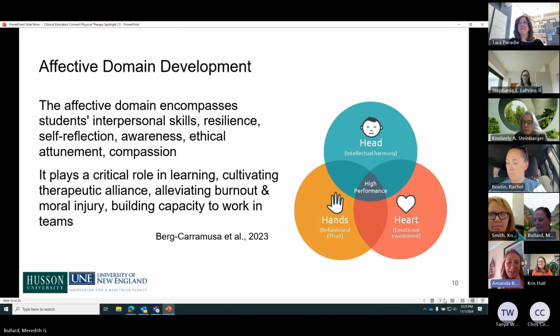Thanks, Tara. So my name is Amanda Benner. I'm also part of the clinical education team at the University of New England. And I want to help apply this master adaptive learner framework to the clinical education setting.